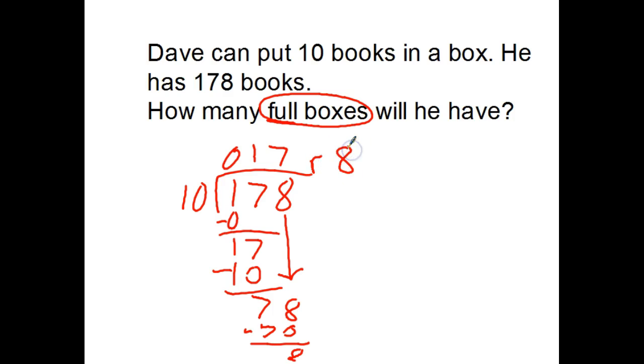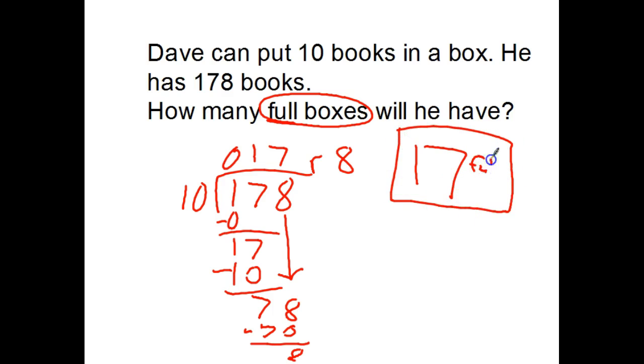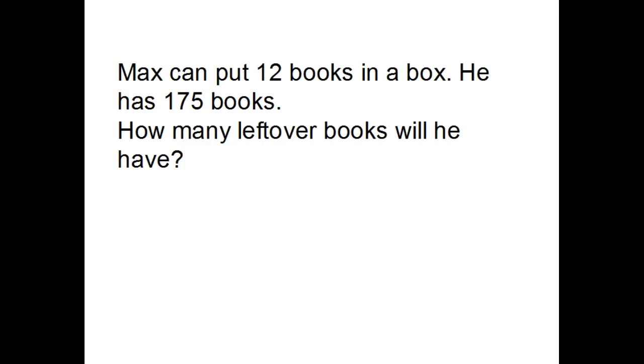17 remainder 8. So look what the question is asking me, because I can't just leave my answer at 17 remainder 8 because I will mark it wrong. How many full boxes will he have? Well, this 8 means he's got 8 books left that are not in a box. The 17 is the number of full boxes he has. If he had 2 more books, he would need 18. Oh yeah, that makes sense, because 18 times 10 would be 180.